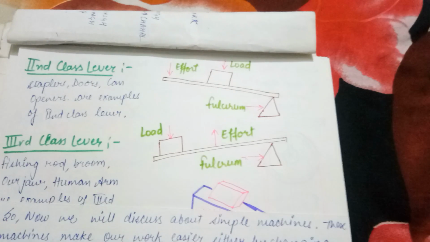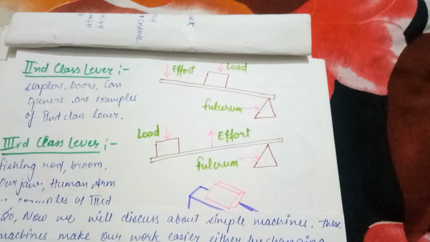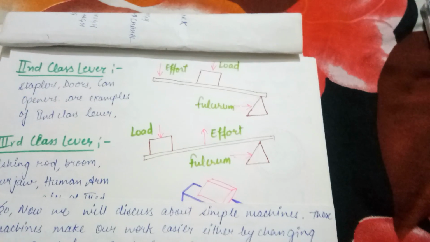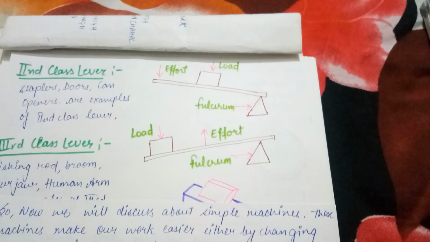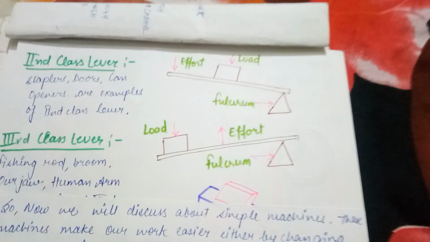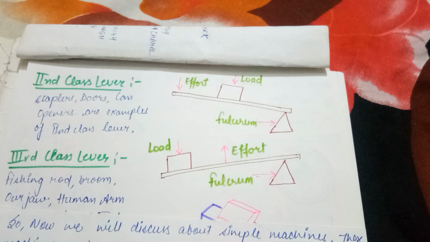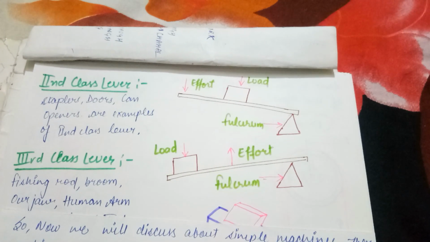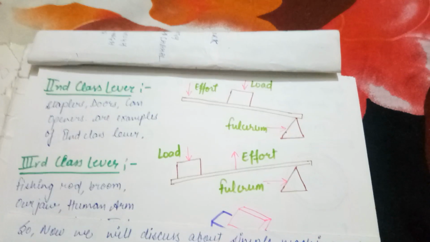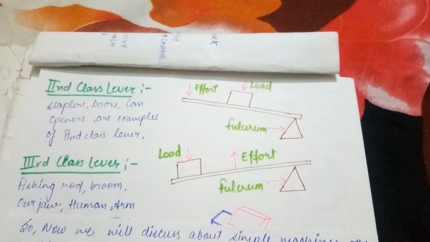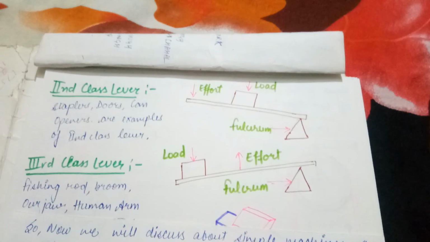Like you can take the example of a human arm. Yes, the fulcrum, that is your elbow. Then the effort you apply and the load, the things that you hold in your hands. So this is the example of third class lever. So in this way, the lever has three types: first, second and third class lever, and we use it in our daily life a lot.